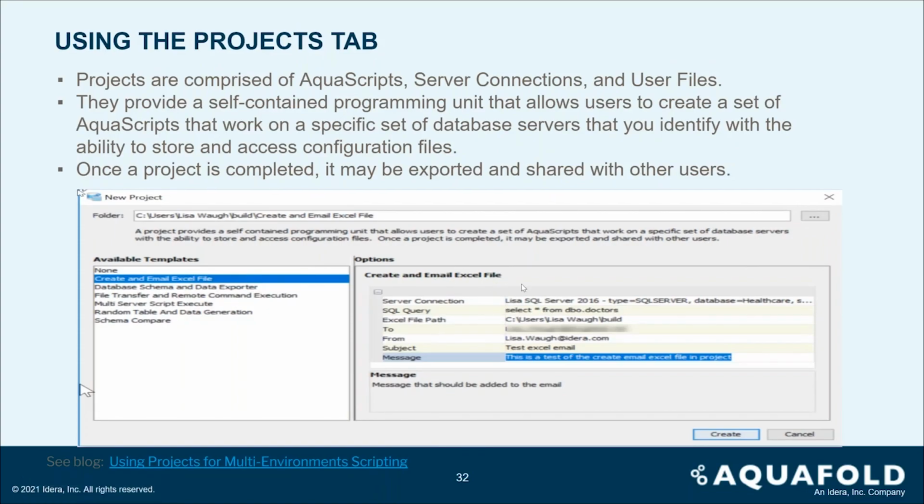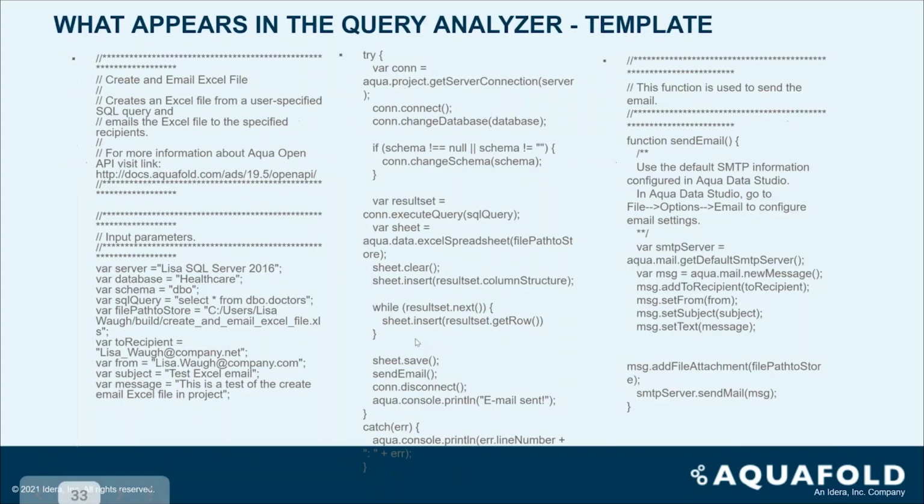So here's the GUI. I'm going to set it up, and this one happens to be for SQL Server, and I'm going to say, this is the query that I want to run. I want to select from the doctors table. I want the path to be this, and I want to execute it as whatever my email is based on here, and I fill out the email. What it does is it appears as a template, and it puts in all that information from here.